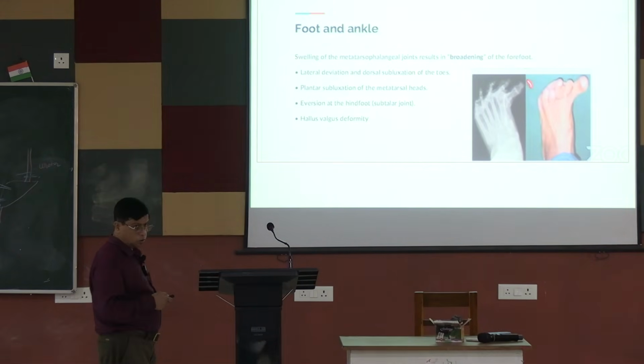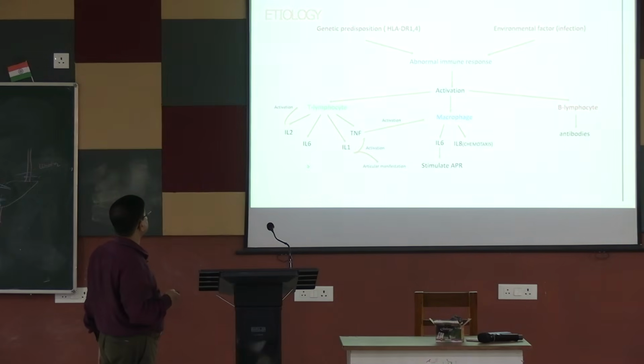Now the foot and ankles are also involved. This type of deformity can occur in the foot and ankle. There is swelling, lateral deviation, plantar subluxation, eversion of the foot, and hallux valgus. Hallux valgus is also a deformity that occurs in these patients. It means the great toe is deviating outward, sometimes making it difficult to wear shoes.